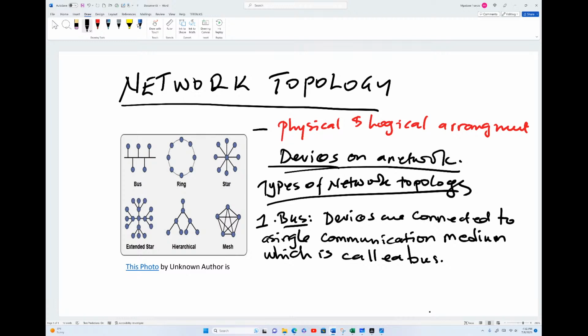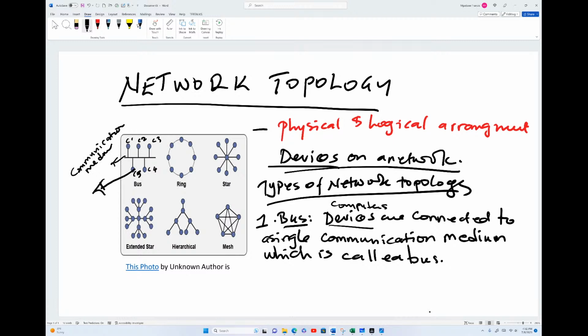This is the bus topology. As you can see here, we have these devices: computer 1, computer 2, computer 3, computer 4, computer 5. The devices can be the computers I'm talking about. All these devices are connected on a single communication medium. So this is what we call the communication medium.